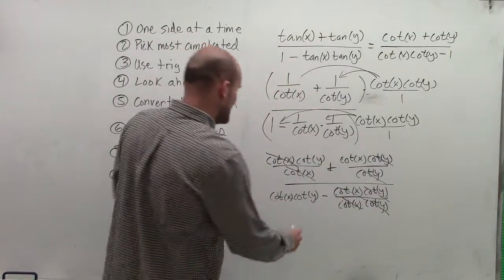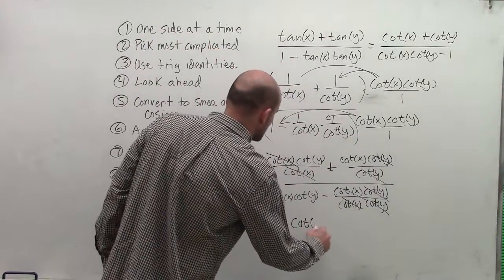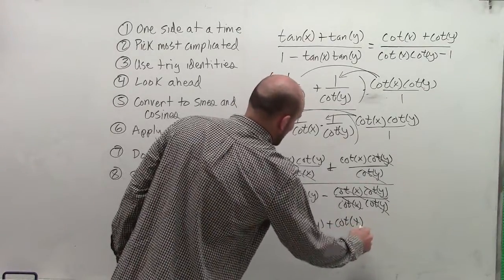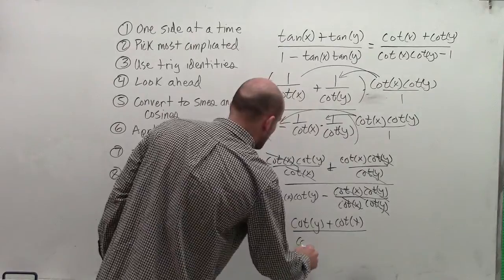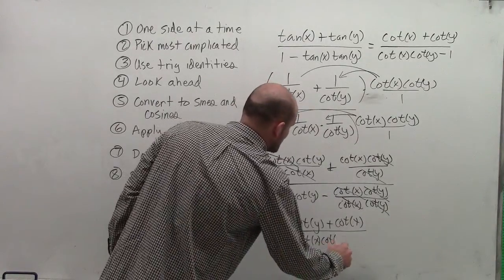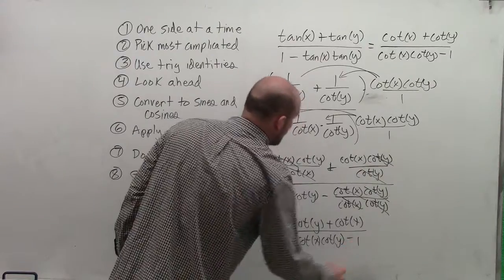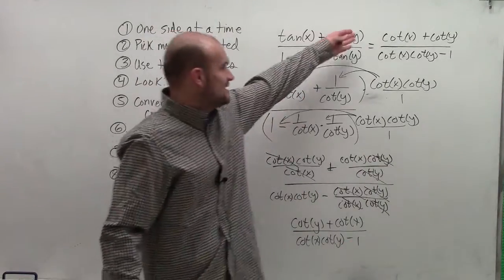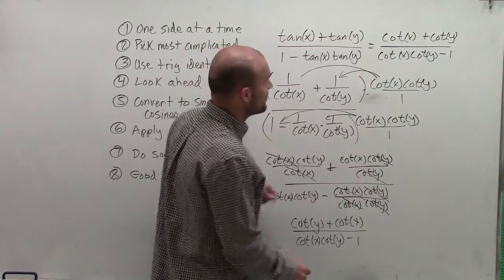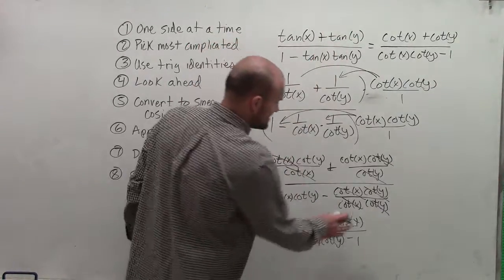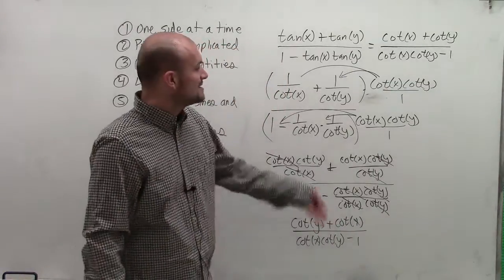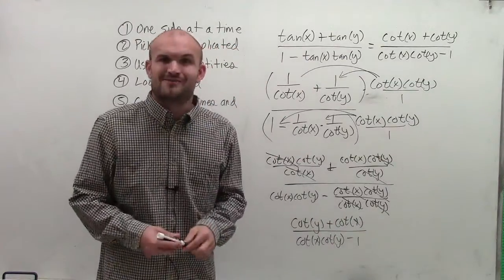Therefore, my final answer is going to be cotangent of y plus cotangent of x divided by cotangent of x times cotangent of y minus 1. And let's look to our right side. Is that exactly what we need? Yes, it's exactly what we are looking for. That's x, y. You can rewrite those, switch them around, and you'll get the exact same thing. So therefore, our identity is verified. Thanks.